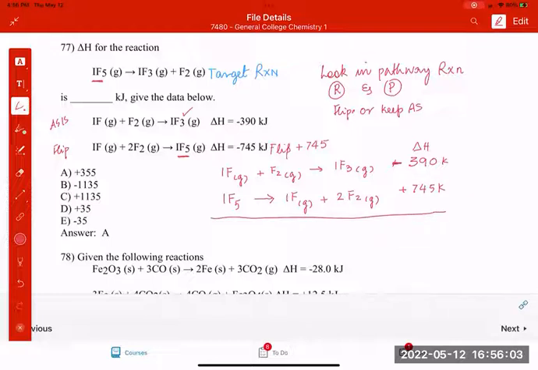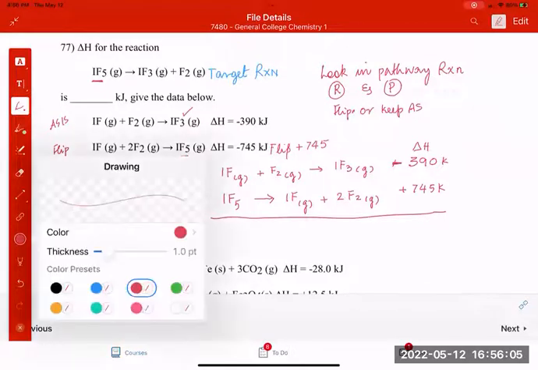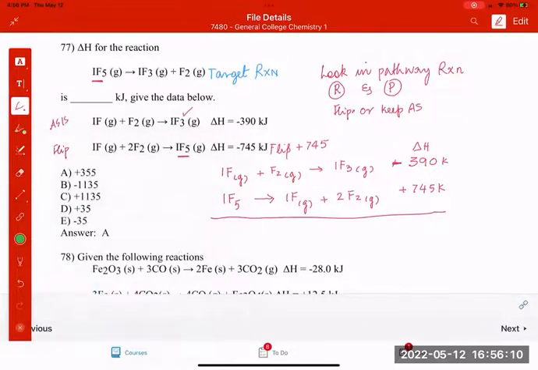Okay, and now what will you do here? You're going to see the ones that are on the opposite side. The ones that are on the opposite side are going to cancel out. So you see IF and IF cancel out. Even in the fluorines, there are two fluorines, so one of the fluorines cancels out. The rest, you just write down: IF5 gives you IF3 plus F2. And now you do 745 minus 390.